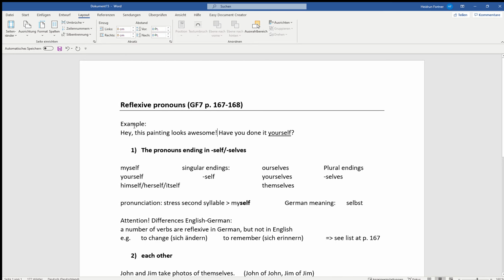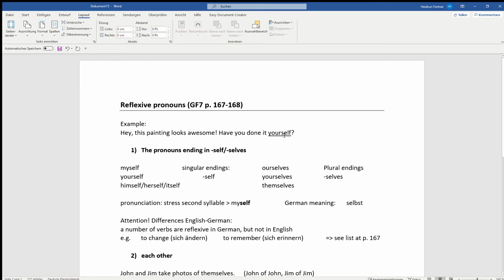Today we are going to look at reflexive pronouns. That's grammar file 7 at pages 167 to 168 in your book. Now, let's look at this example first. Hey, this painting looks awesome. Have you done it yourself?